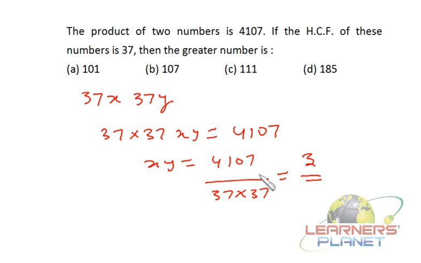Now we have to choose the pair whose product is 3. Since 3 is a prime number, we get the product 3 only when one of the numbers is 1 and the other is 3. So the choices for x and y are 1 and 3. Now we have to find out the greater number. That means the smaller number is 37 into 1, and the greater number is 37 into 3, that is 111. Okay friends.